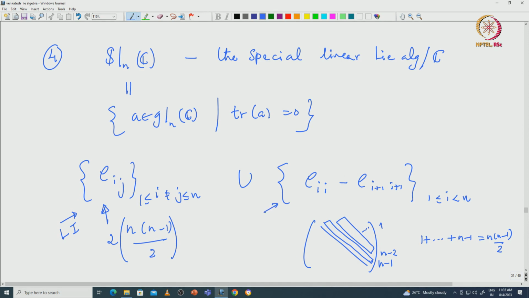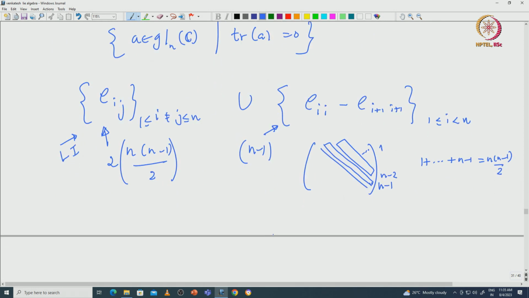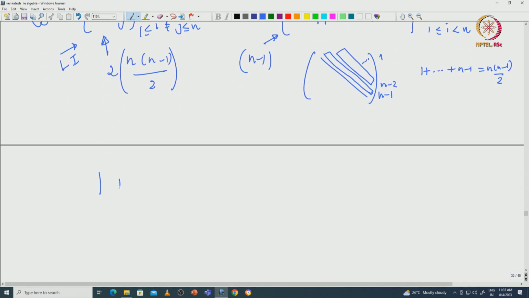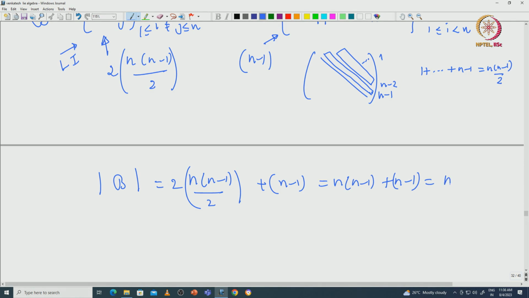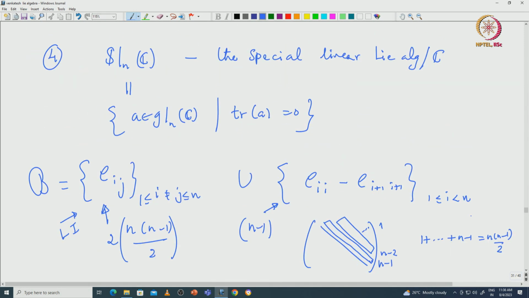And here it is easy to see that there are only n minus 1 matrices. If you count them together, and call this set B, the cardinality of B is n(n minus 1)/2 times 2 plus n minus 1. It is actually n(n minus 1) plus n minus 1, which is (n plus 1)(n minus 1), exactly n squared minus 1. It is also not hard to see this, because the trace condition is one linear condition. That simply says the dimension of sl_n(C) is 1 less than the dimension of gl_n, so that is exactly n squared minus 1.